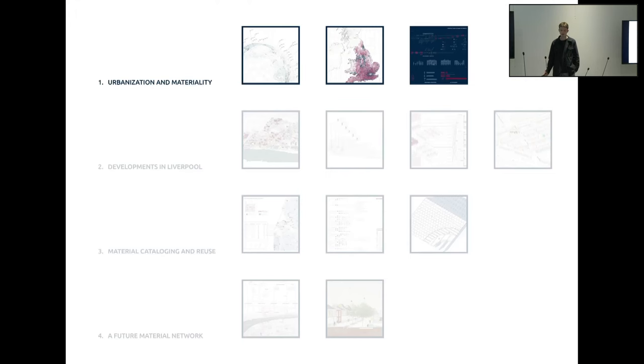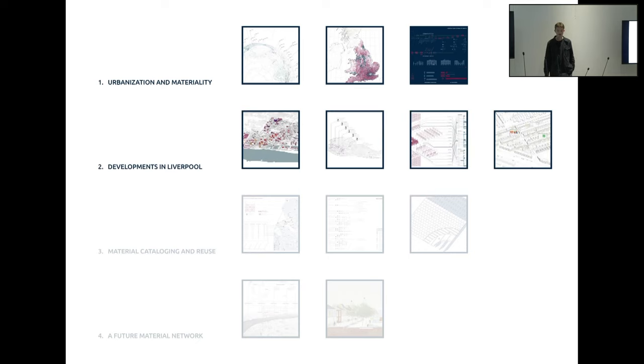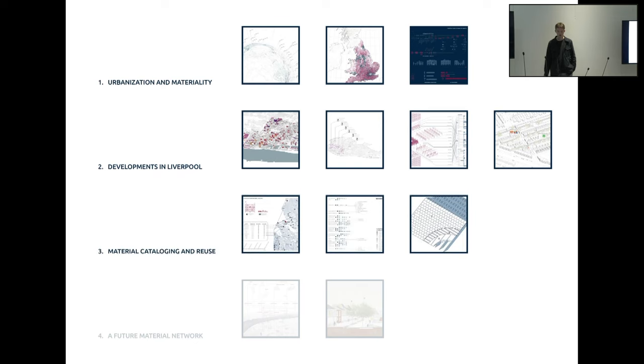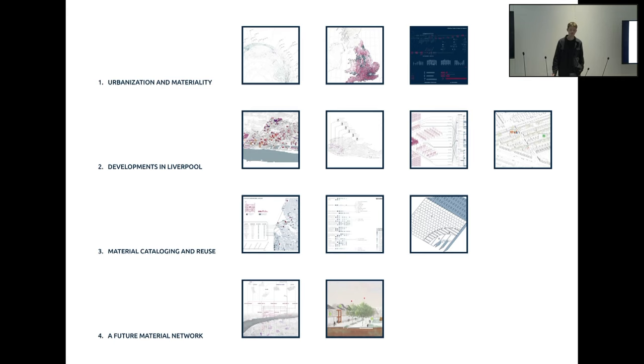To begin, I will explain the effects of urbanization on material extraction and its consequences. Next, I will interrogate an alternative development model occurring in Liverpool. Next, I will explore policies that could instigate a transition towards a more circular construction economy. And finally, I will envision how these proposals could work together to create a future material network in Liverpool.